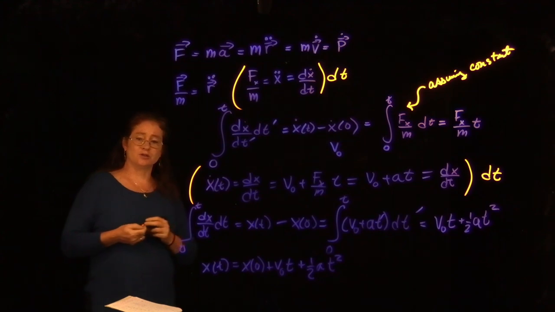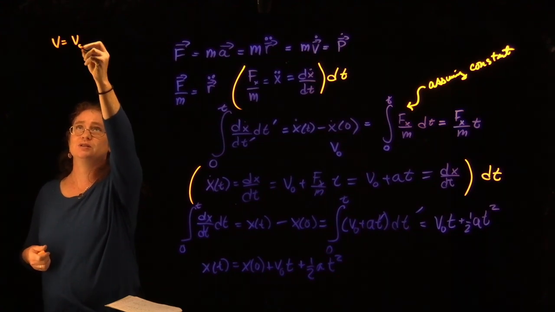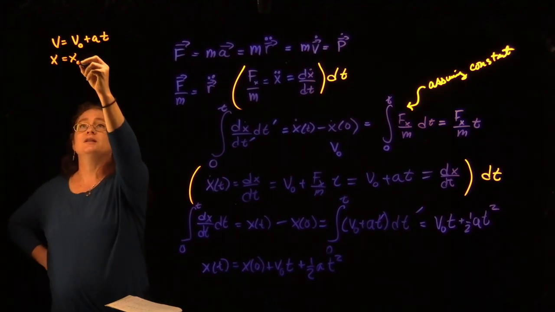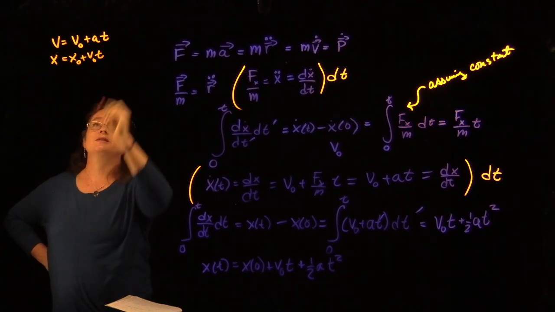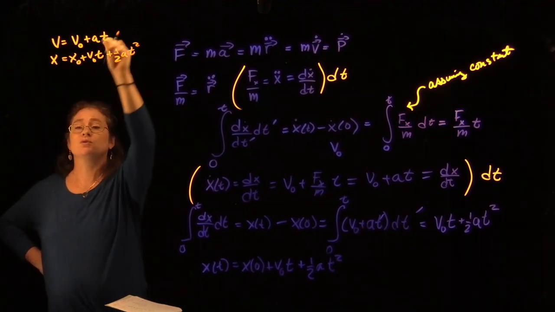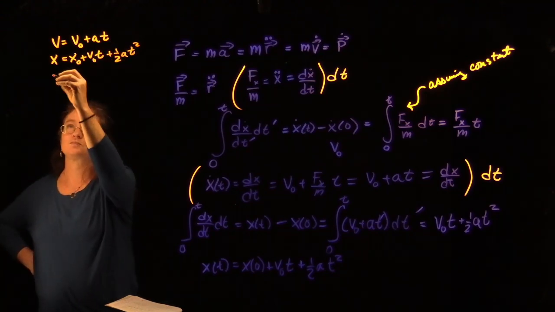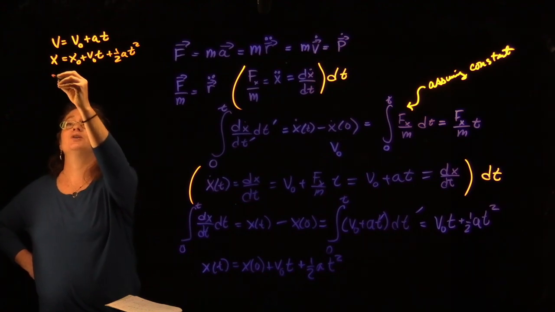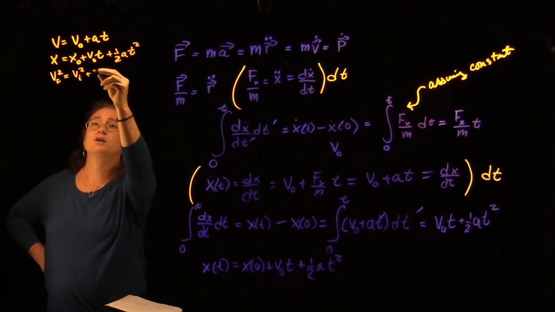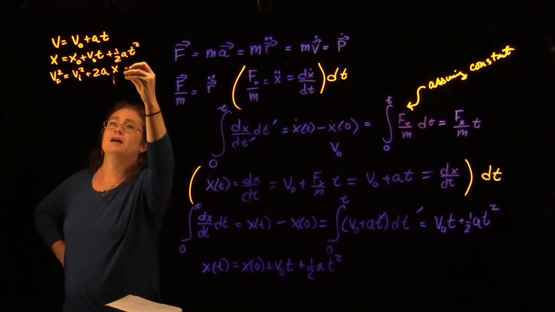This will be one of your familiar equations. The velocity equals the initial velocity plus the acceleration times time. The position equals the initial position plus the initial velocity times time plus 1/2 times the acceleration times time squared. And then you can rearrange these two. It's not an independent equation, but you can rearrange it to get v final squared equals v initial squared plus 2a times delta x, which I am going to write as x minus x0.